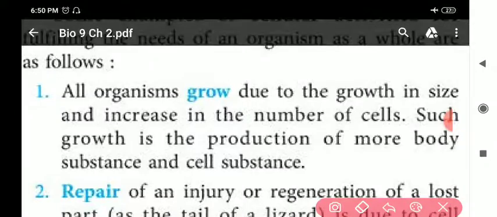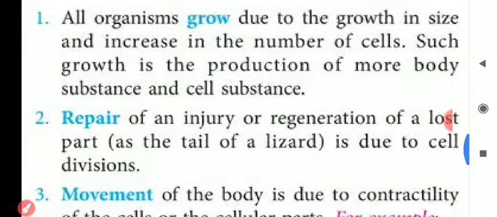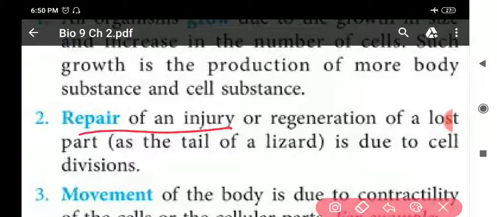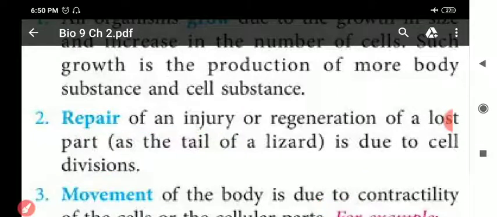In the case of growth, all organisms grow, they increase in size. How do they increase in size? Because of the number of cells. The number of cells increases, so the growth of the body takes place. Clear? Next, my dear students, during the repair of injury also cell division takes place. Clear? So, during growth cell division occurs, during repair also cell division takes place.